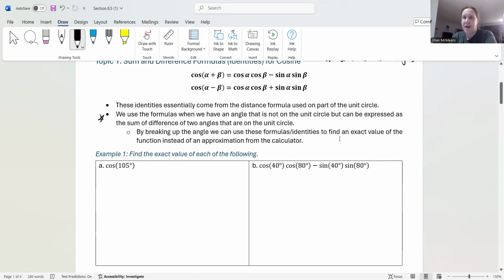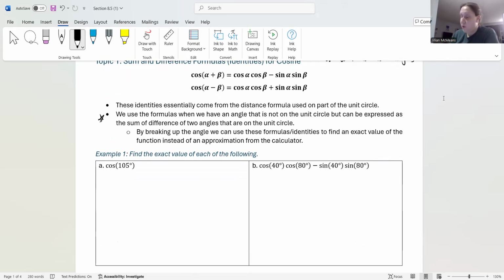Hopefully when we look at sine and tangent, it'll go a little quicker. All right, for example one, it says, find the exact value of each of the following. Well, we start with part A, which is cosine of 105. 105, unfortunately, is not an angle on our unit circle. But is there a way that we could rewrite 105 as either a sum or a difference of angles that are on the unit circle?